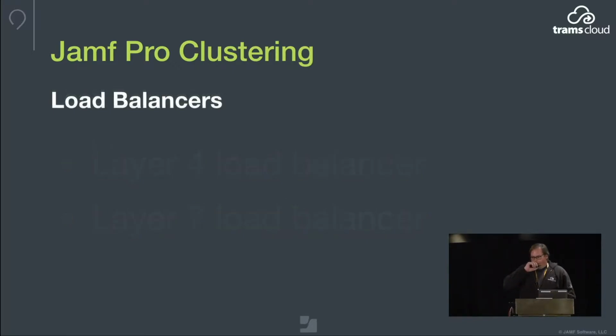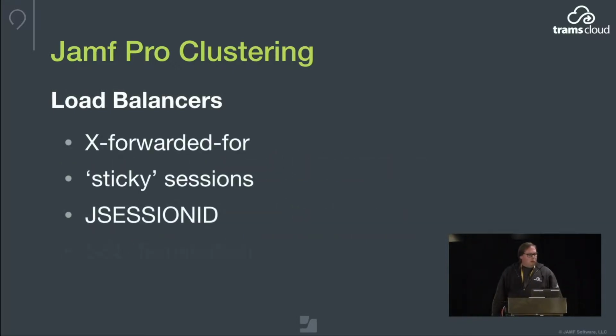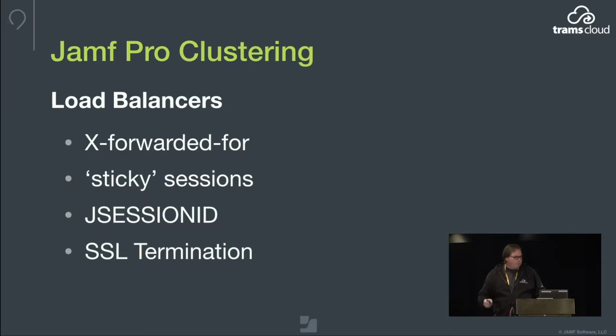Couple of things that you need to bear in mind when you're using load balancers. You need to use a thing called X-Forwarded-For. That basically takes the IP address of the client that's connecting and forwards it on to Jamf. Because otherwise, what you'll find is the IP addresses of all your clients appear to be the internal IP address of your load balancer and not their IP address. And that can get interesting if you're doing things like setting rules based on network locations or IP subnets and so on.